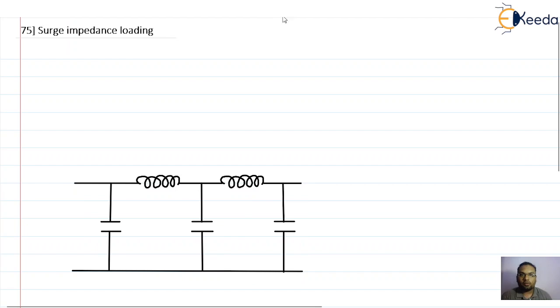We are discussing the voltage stability analysis, or else we can say we are discussing the voltage stability topic. So here let us discuss in this lecture the point called surge impedance. Okay. See, what is the importance of this surge impedance loading? First, let us try to understand this.